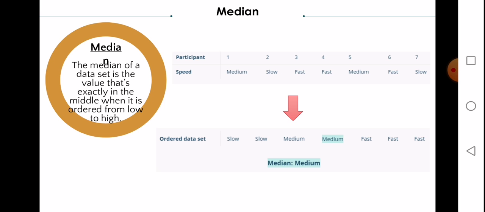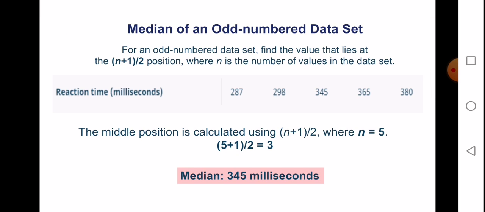In larger datasets, it's easier to use simple formulas to figure out the position of the middle value in the distribution. You use different methods to find the median of a dataset depending on whether the total number of values is even or odd. Okay, so we have a median of an odd numbered dataset.